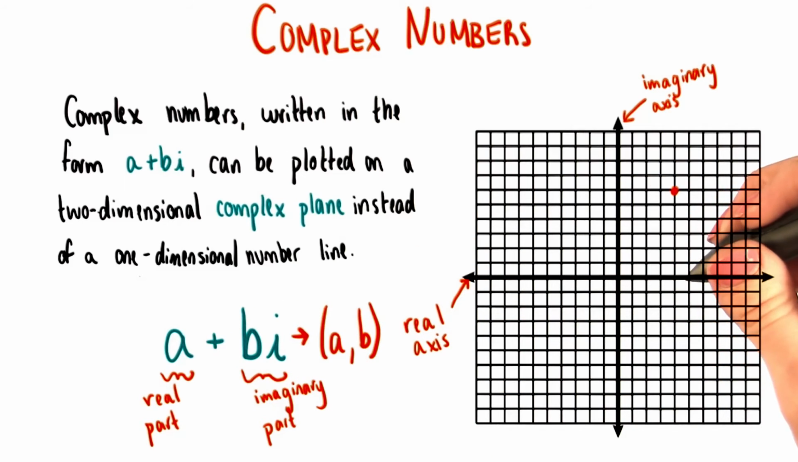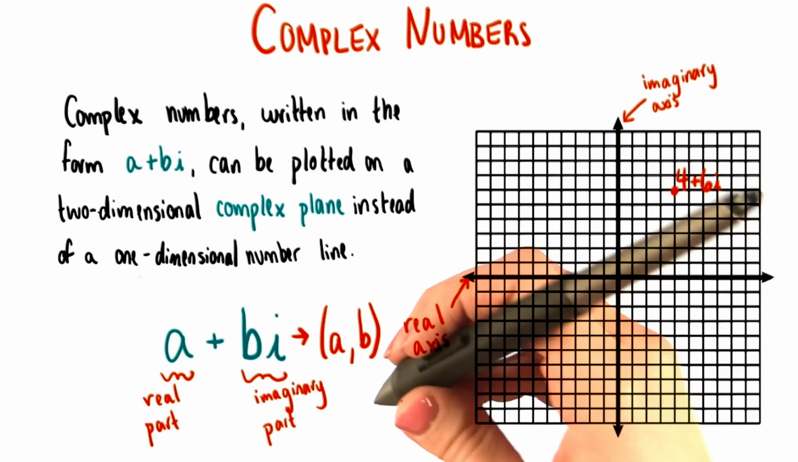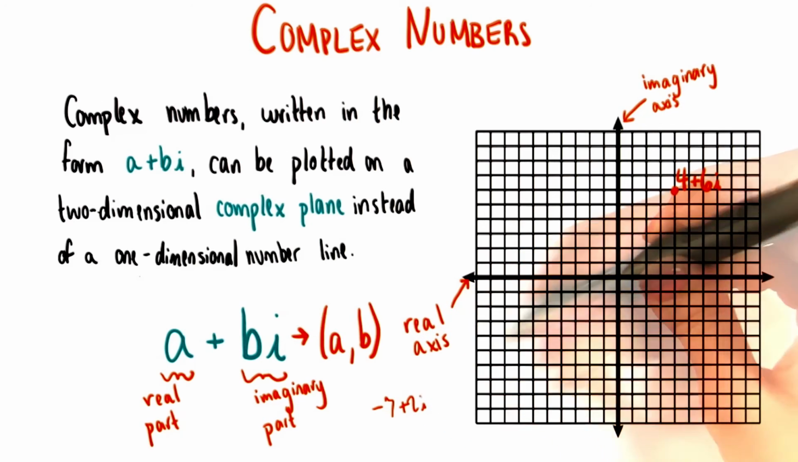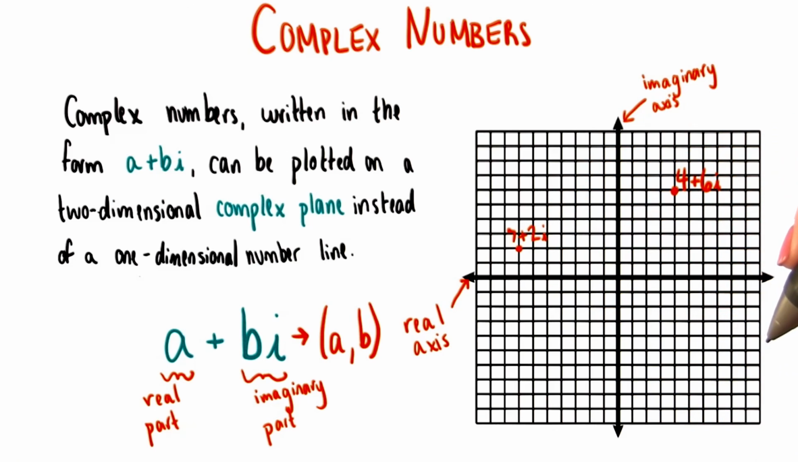So if I plot the point 4, 6 on our set of axes, this translates into the complex number 4 plus 6i. That's what's being depicted by this point on this plane. Let's say we want to express -7 plus 2i. Then we go to -7 horizontally, and then up 2. So on this plane, we can graph any number written in this form.